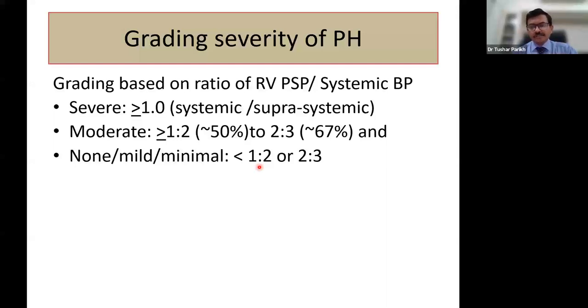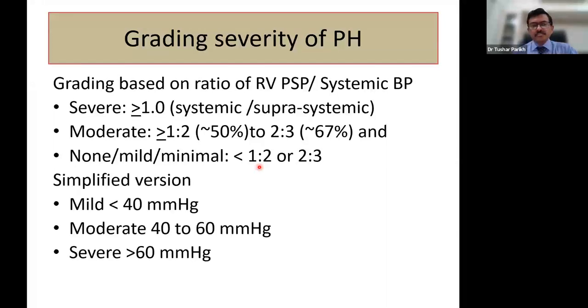All right. Simplified version: mild is less than 40, moderate 40 to 60, and severe is more than 60 millimeters of mercury. So this will apply mainly for full-term babies, but when you're talking about preterm babies, we have to follow this.